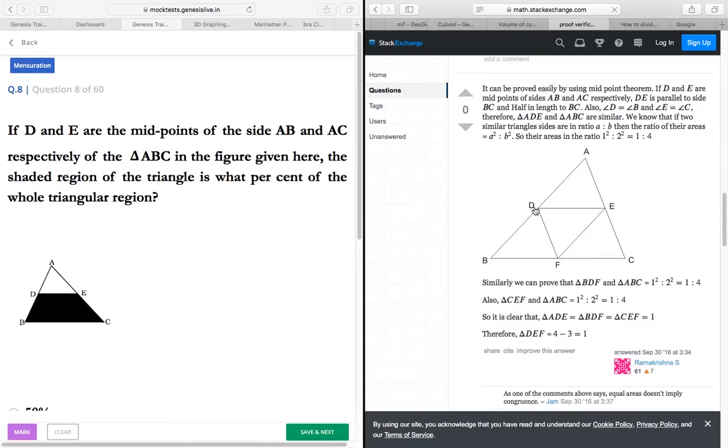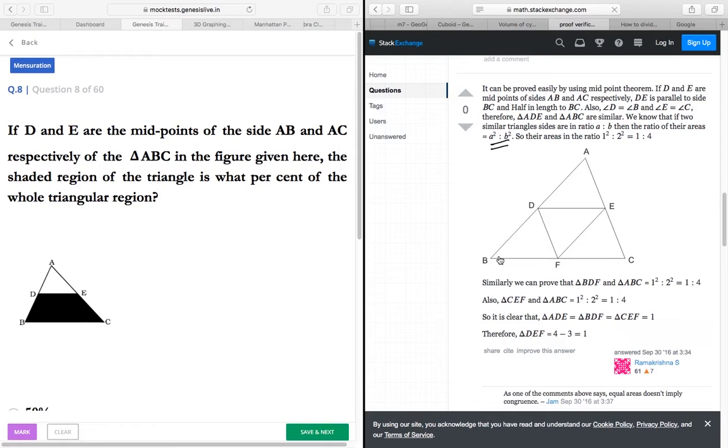The second thing is, ADE is similar to ABC, because DE is parallel to BC, and angle A is the same for both, and since they are parallel, angle D will be equal to angle B. Similarly, angle E will be equal to angle C. When two triangles are similar, the ratio of their areas will be equal to the ratio of the squares of their corresponding sides. For example, the ratio of ABC to ADE will be equal to BC square is to DE square. So you get the ratio of ADE to ABC as 1:4.